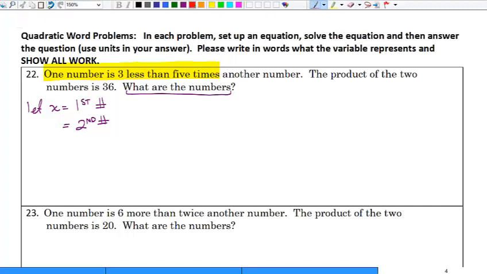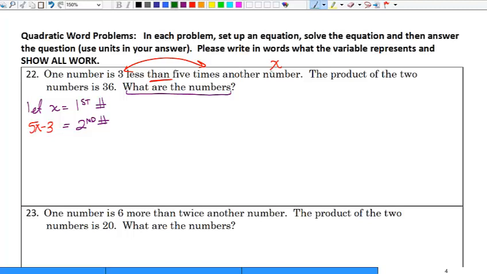So I can say that the second number is 3 less than 5 times the other. So if the other is x, I take 5 times the x less 3. Remember what than does? Than switches the order. So the 5x is going to go in front and the less 3 goes in the back.